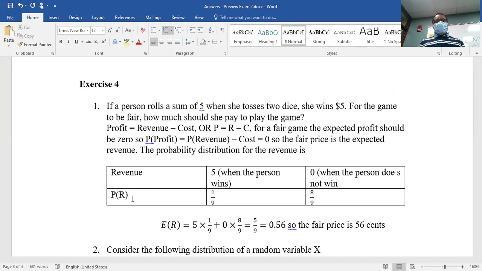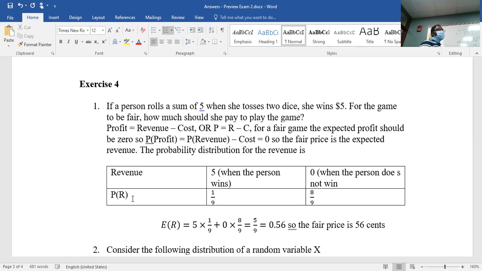If a person rolls a sum of 5 when she tosses 2 dice, she wins $5. For the game to be fair, how much should she pay to play the game? So I told you this before. Revenue minus cost equals profit. So expected profit is expected revenue minus expected cost. Most of the time, the cost is constant, like in this case, it will cost her $5.